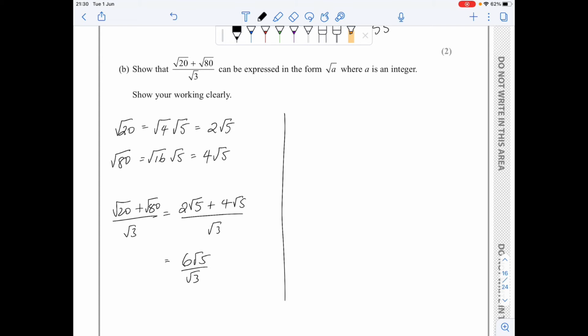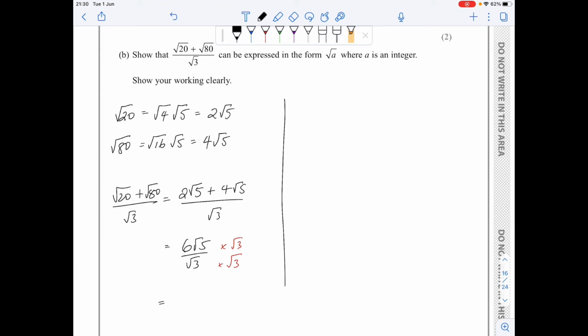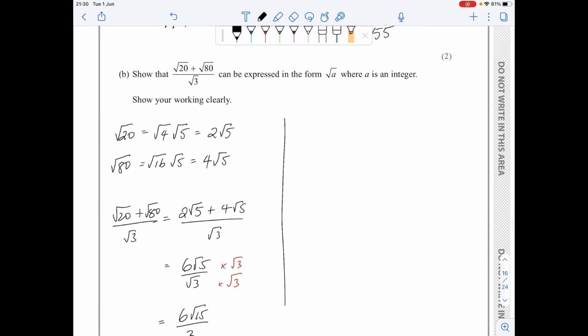And then I will rationalize the denominator, multiply square root of 3, both the numerator and the denominator. So I get 6 square root of 15 over 3. This is equal to 2 square root of 15. And now I can write 2 as square root of 4 times square root of 15, which will give me square root of 60.